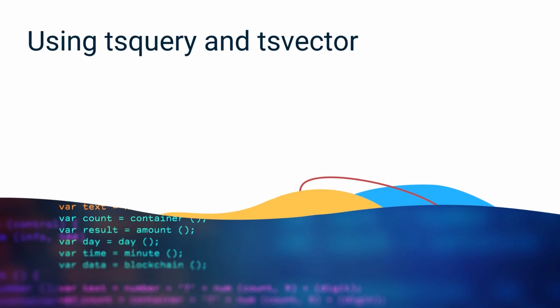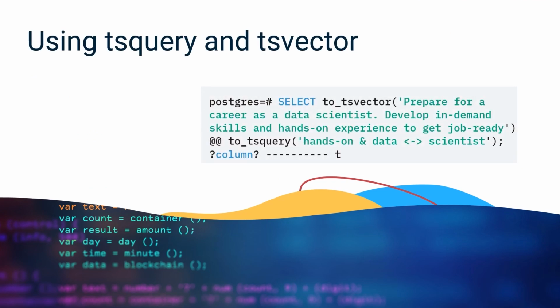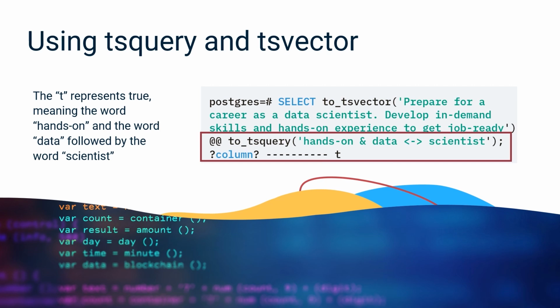For example, to query text in PostgreSQL that exists in the form of TS vector for a word or words, you would run the following code to select the text that matches the query. The output T here, representing true, meaning the word hands-on and the word data followed by the word scientist were found in the phrase. And that's how you can use TS query within PostgreSQL for a full text search.